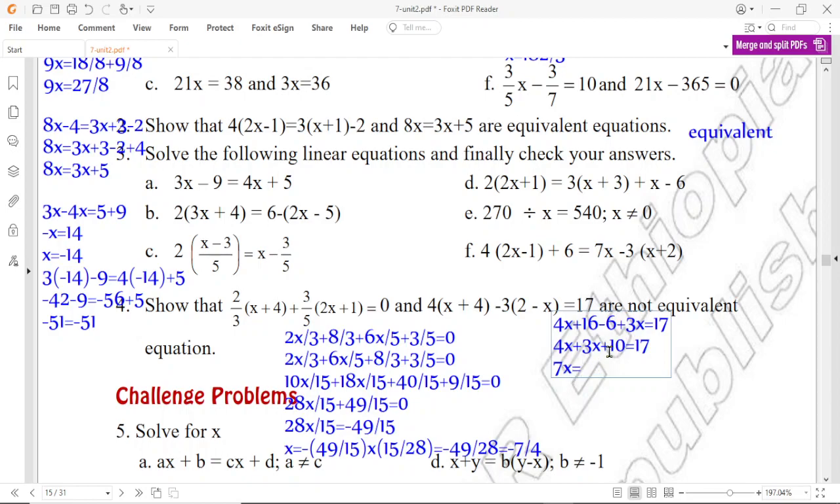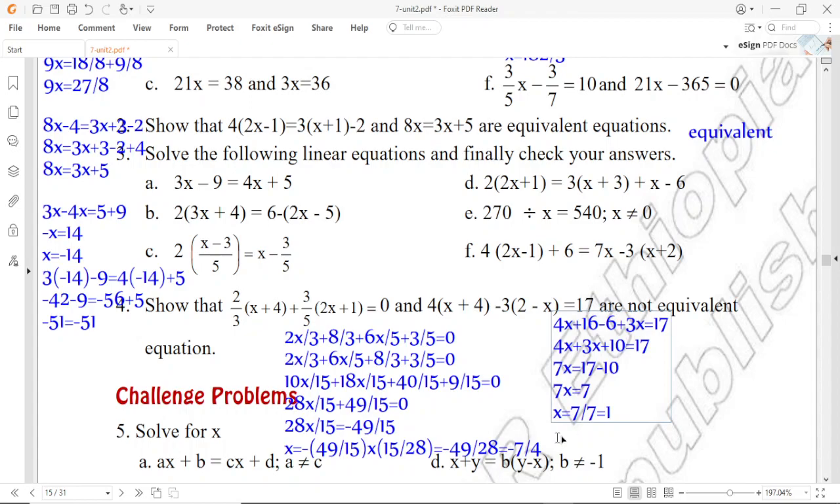Which is equal to 17 minus 10. So 7x is equal to 7, and x is 7 divided by 7, which is equal to 1. And so the solution set for this equation is 1. The solution set for the value of x for the other equation is minus 7 over 4.